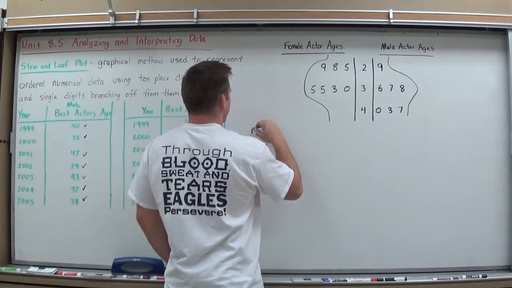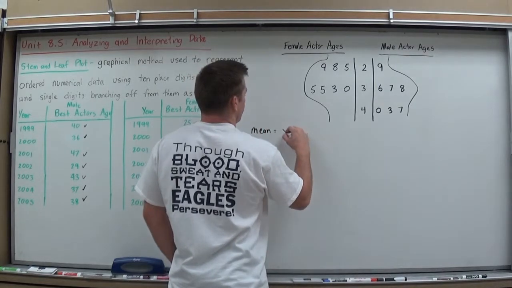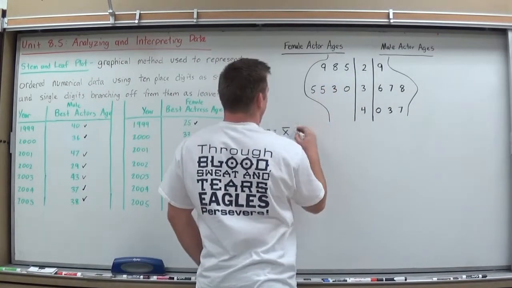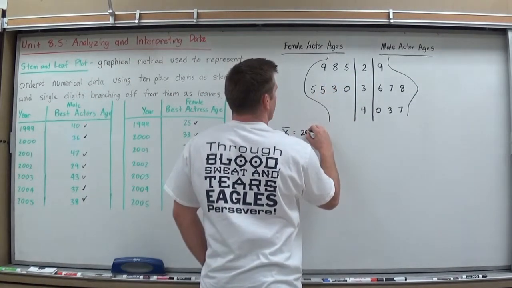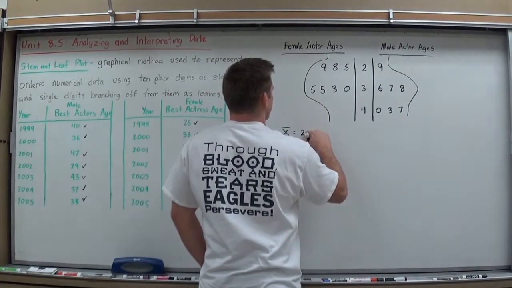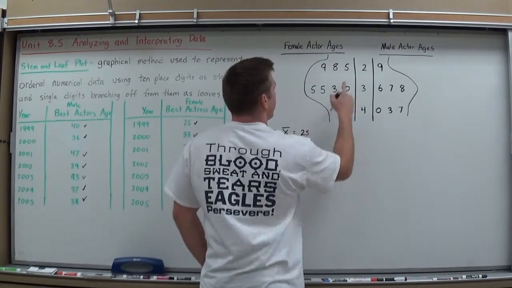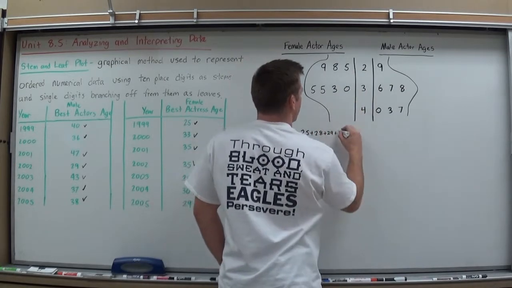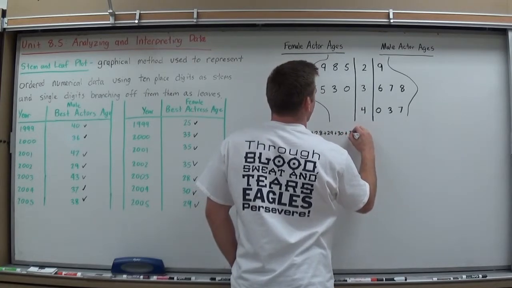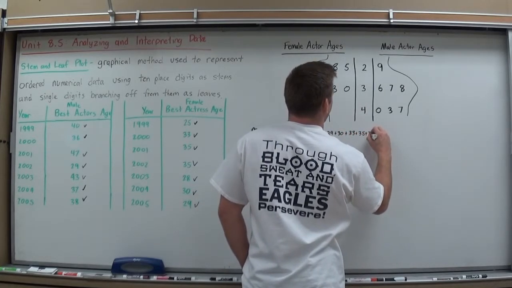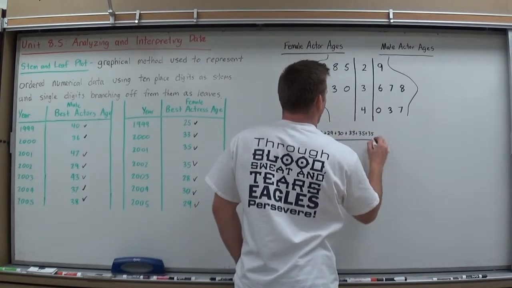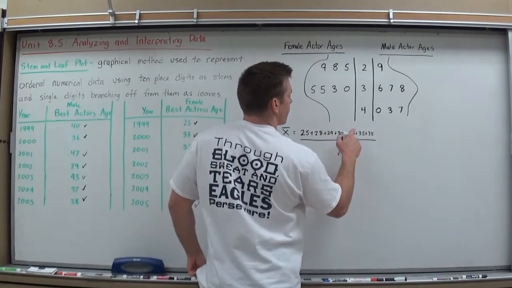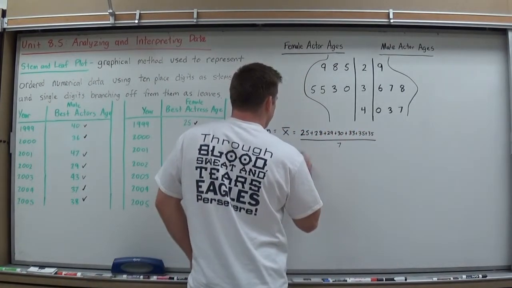Okay, let's find the mean of this data first. So the mean is found by adding all the numbers up and dividing by the number of numbers, so that doesn't change. Let's do the females first actually, it's on the left. 25 plus 28 plus 29 plus 30 plus 33 plus 35 plus 35 over the number of numbers I have, which was 1, 2, 3, 4, 5, 6, 7. And I can get my mean.